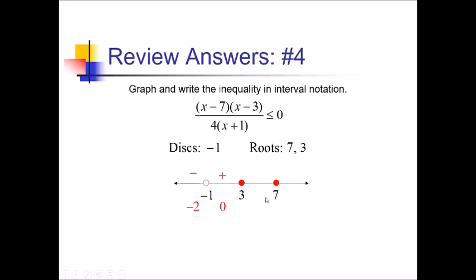Next, between 3 and 7, I'll use 4. 4 minus 7 is negative. The other ones all come out positive. 4 minus 3, 4 plus 1. We just have a single negative. So that whole thing is going to come out negative. Finally, bigger number than 7. Let's try 8. 8 minus 7, 8 minus 3, 8 plus 1. They all come out positive. So positive result there.